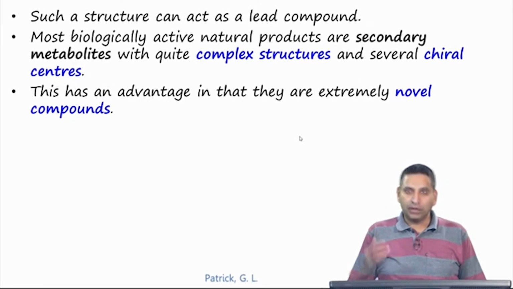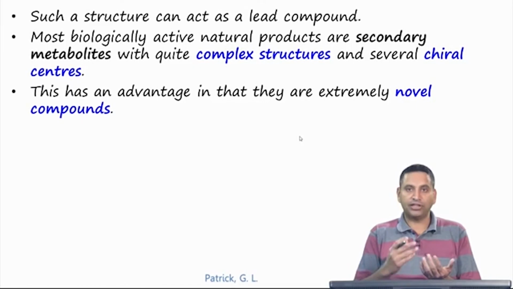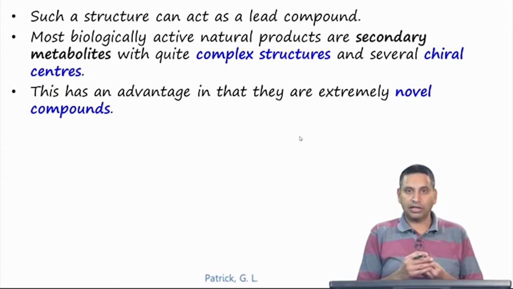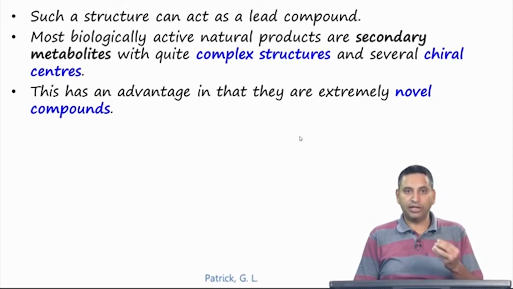A number of these natural products are what are known as secondary metabolites, and they have quite complex structures, and we have looked at several examples where they have a number of chiral centers. We already discussed that chiral centers are not very desirable to have in a drug, because you have to isolate or synthesize the other isomer and test that as well. So, when you have a complex natural product with a chiral center, it is difficult to synthesize. But this has an advantage, because these compounds are typically very novel.